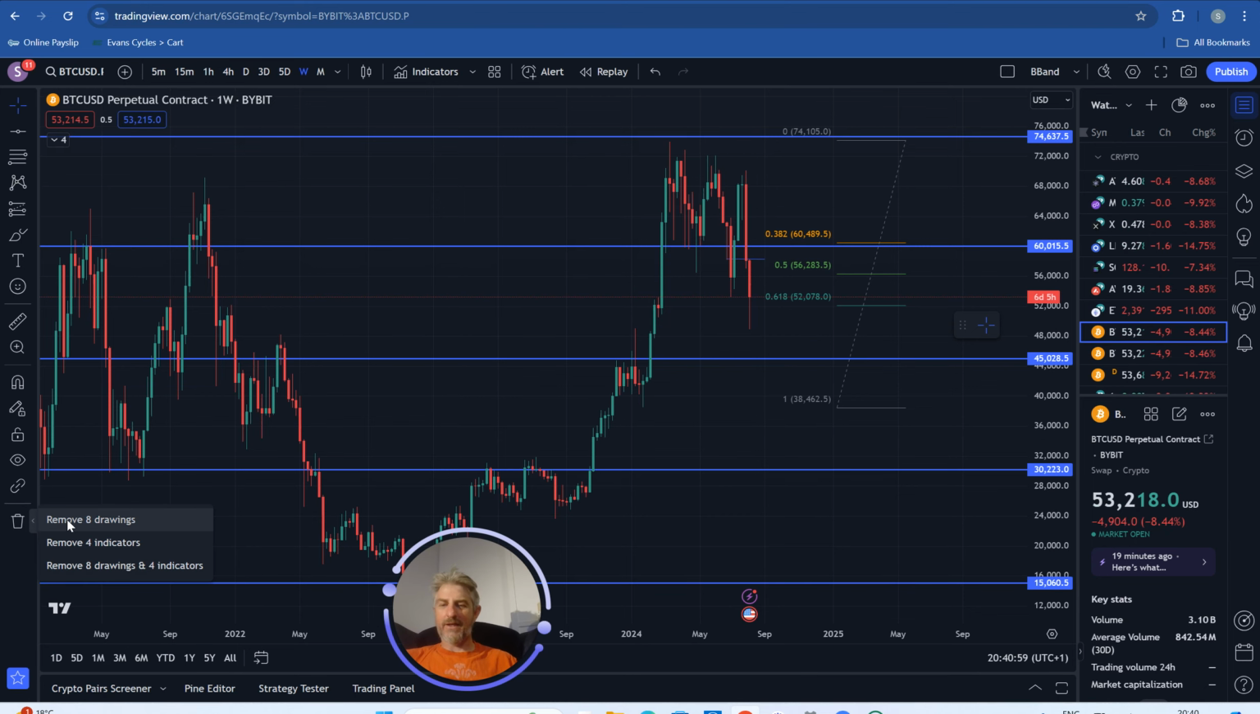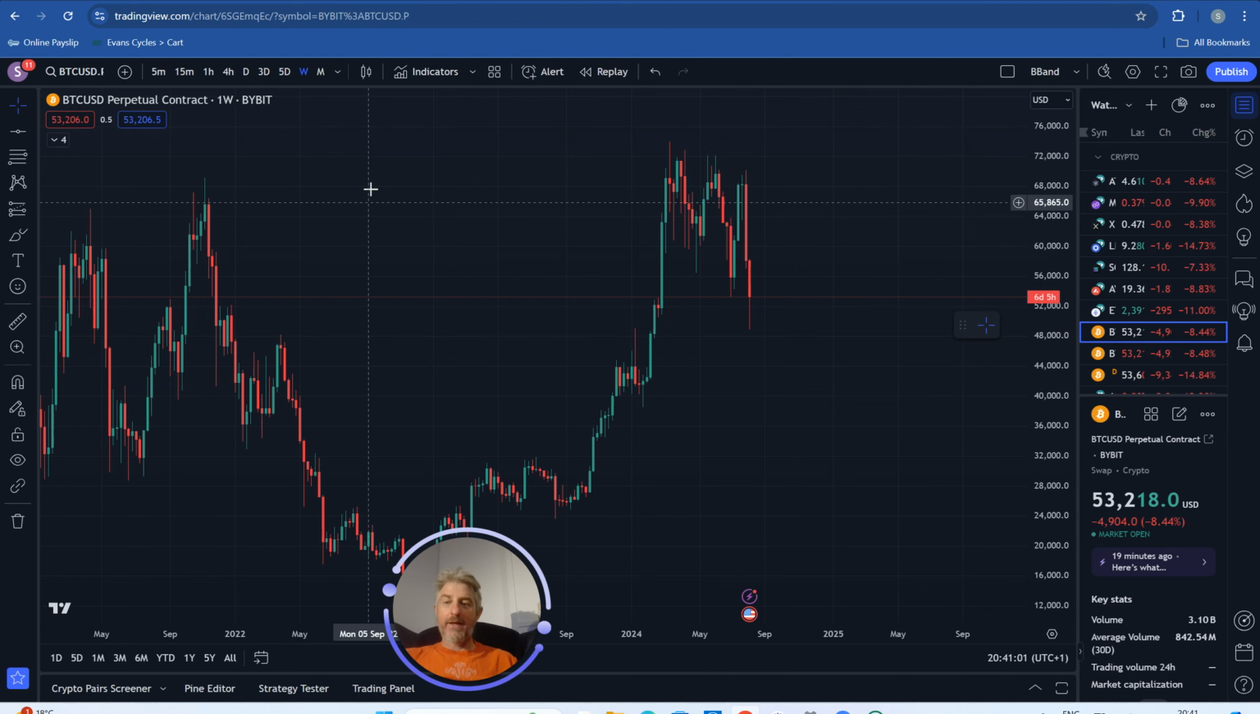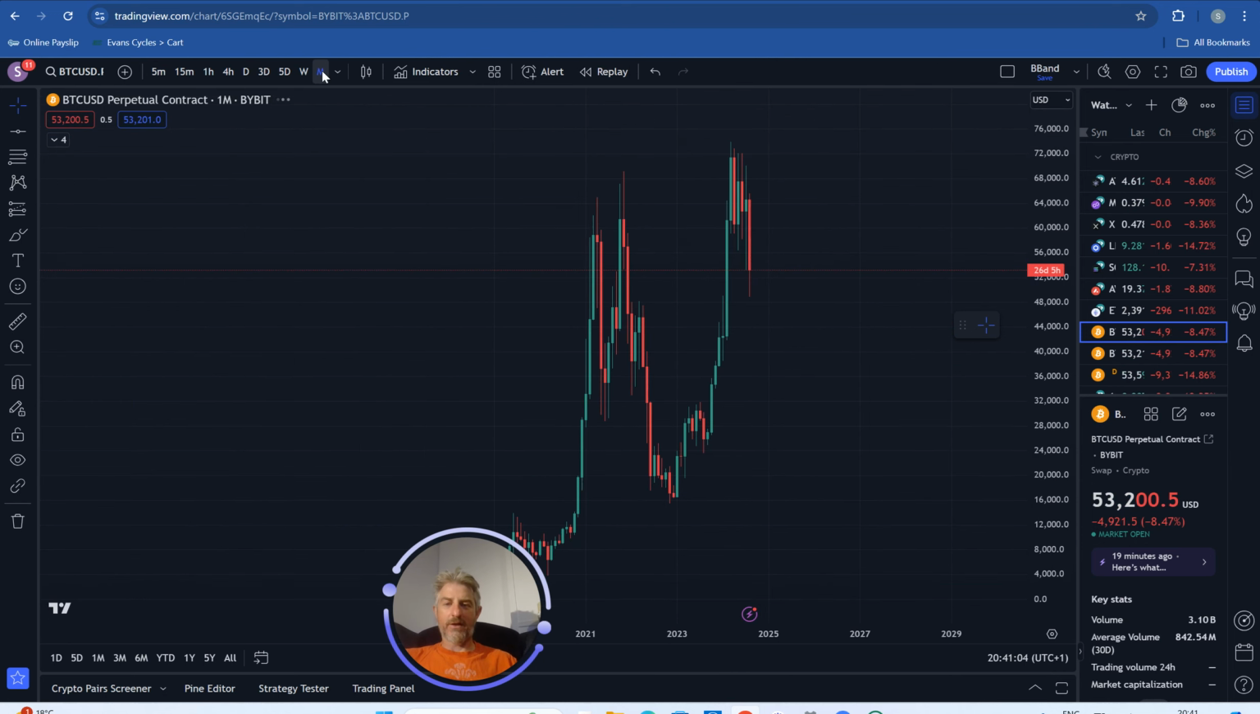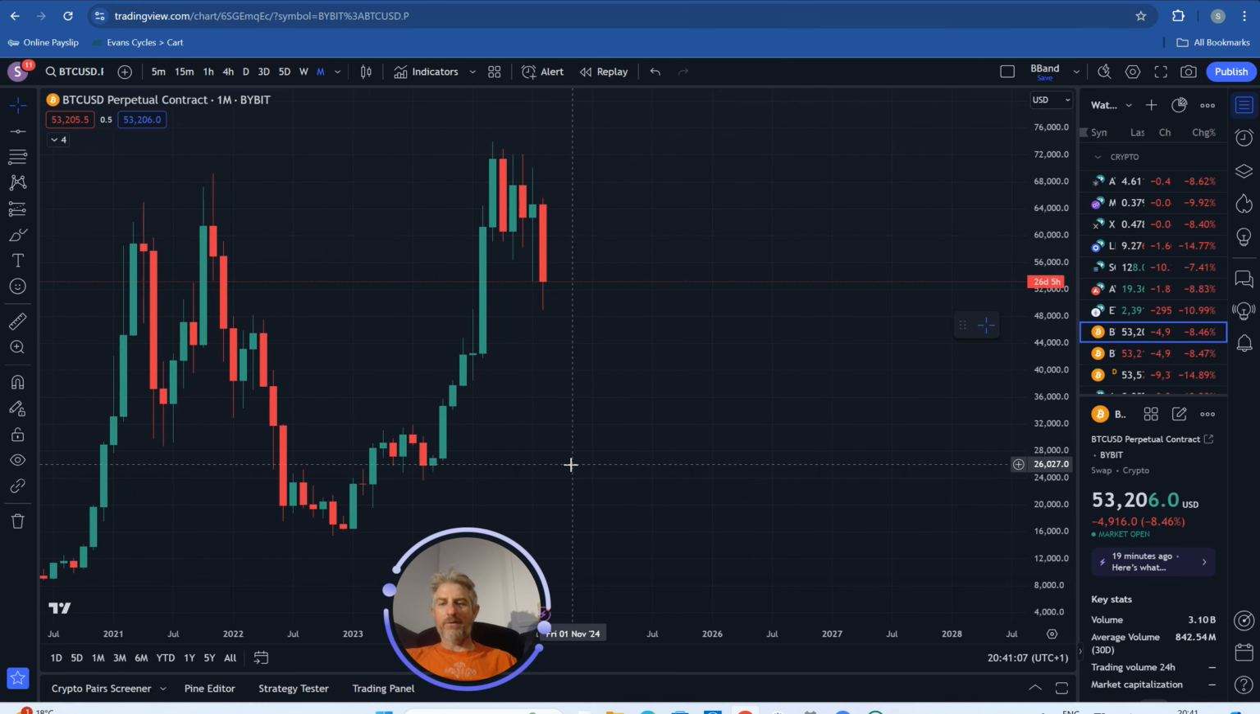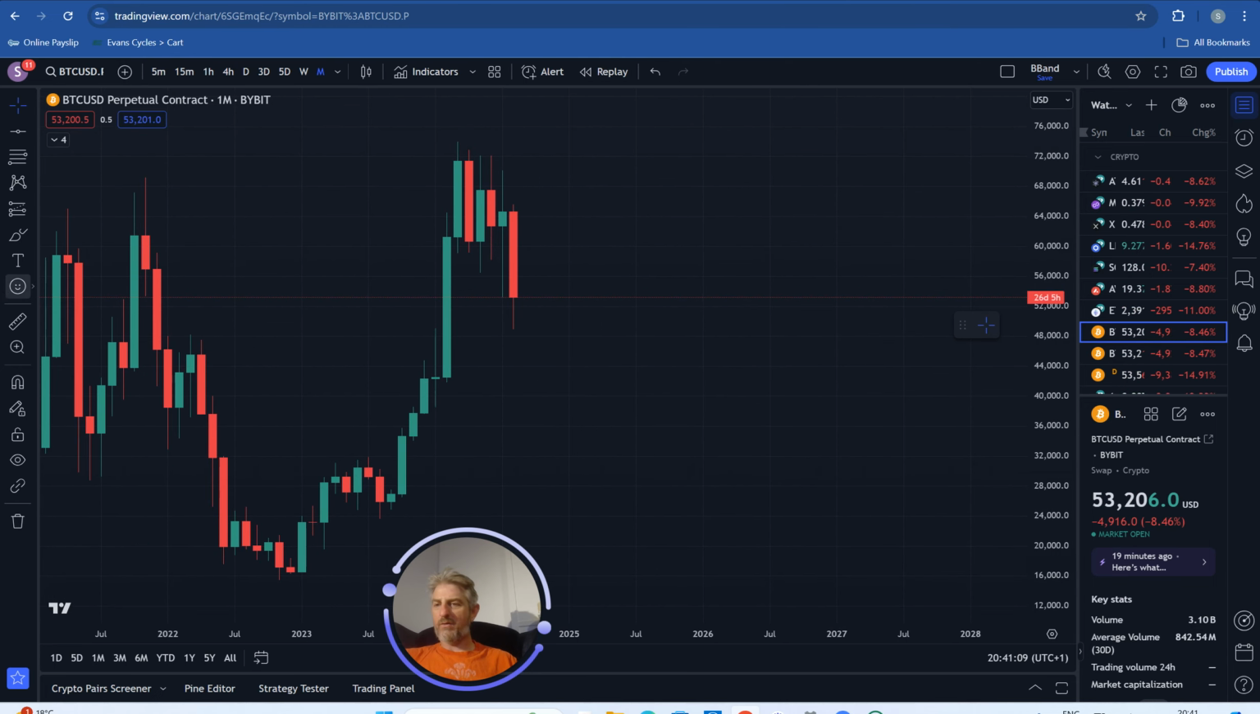So if I just delete all 8 drawings, and if I stick it on a monthly chart, I'll leave myself in the middle for now. It's just quite amusing. The monthly looks a bit different, right? And I don't know if you agree with this, but if I was doing a Fibonacci retracement of the monthly, I'd take it from that low and go up to the current all-time high.